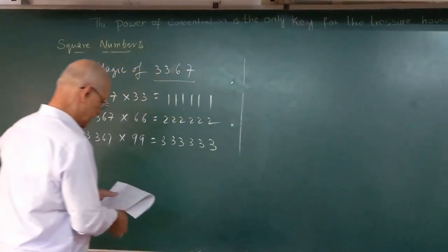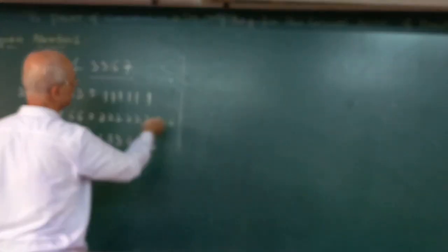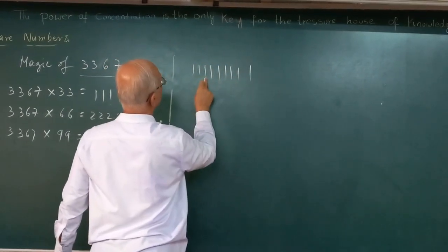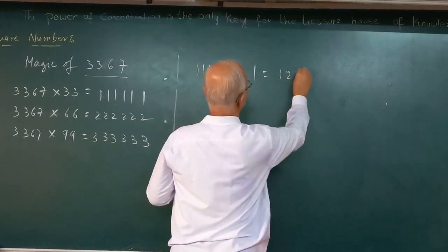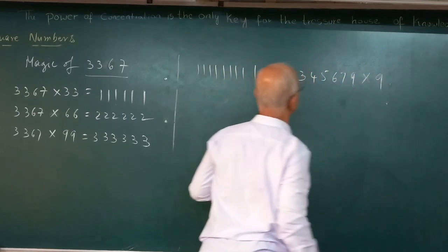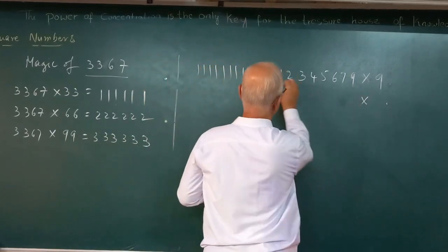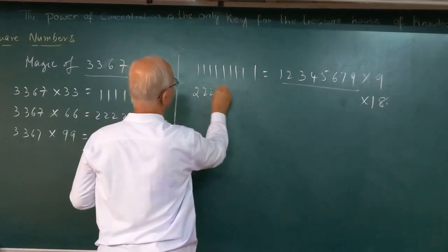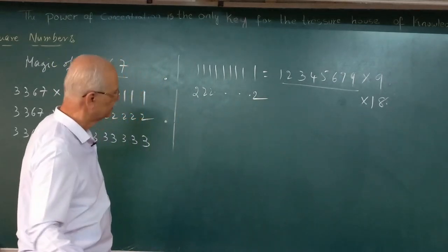In the same way, we can do 9 ones. You get it. One example I will show you: 123456789 into 9. If you multiply, you get this. Suppose you multiply the same number by 18, you get 9 twos. See the arrangements.